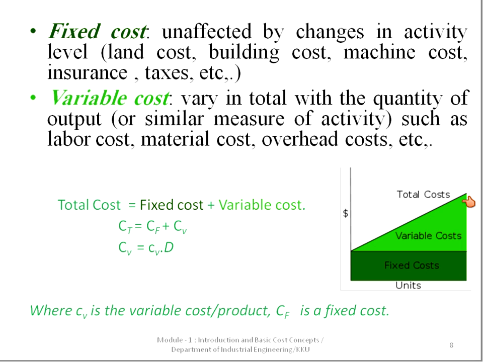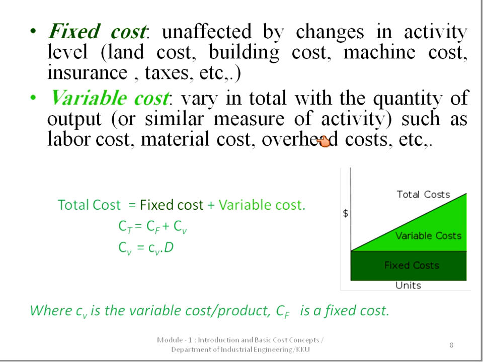Fine. What are the examples of variable cost? They vary in total with the quantity of output. That means if output quantity increases, variable cost increases. If output quantity decreases, variable cost decreases. Examples, as I told you, labor cost. For example, to make one product you need 1 labor. I'm just telling you for an example, right? If you want to make 2 products, then you obviously need 2 labors. So 2 labors means they cost more. Similarly for material, similarly for overhead costs.